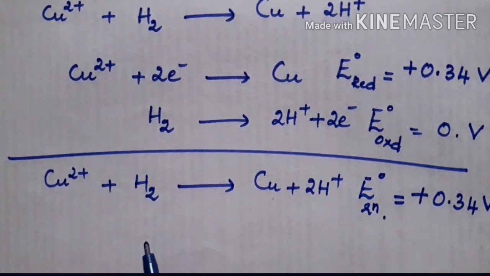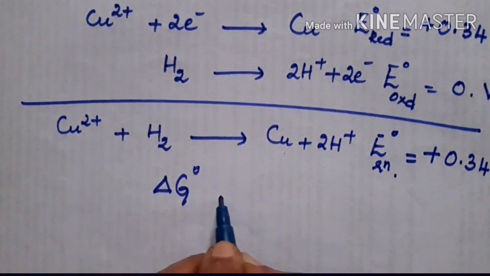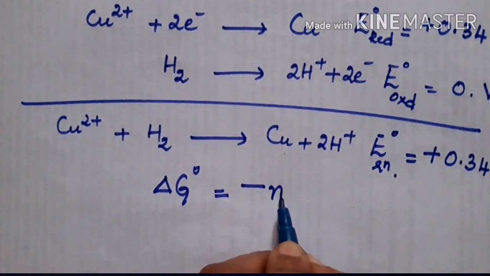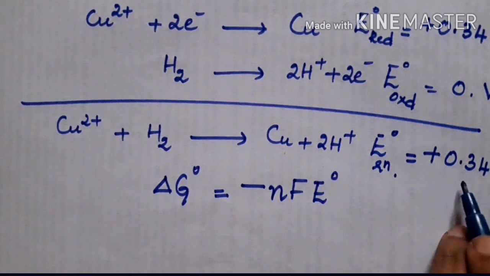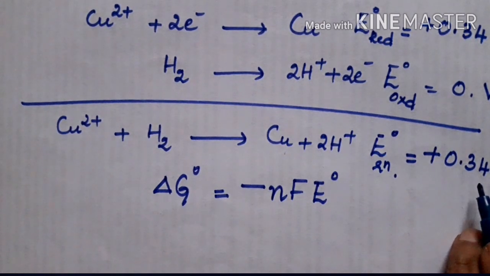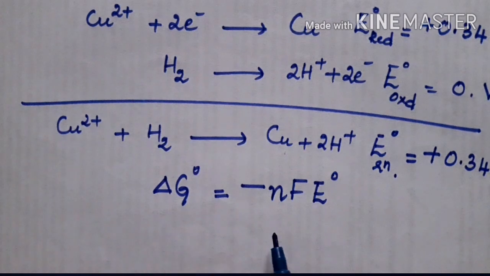As told earlier, delta G0 value is equal to negative nFE0. The E0 value we have got is positive 0.34 volt, and so delta G value will be negative. With the result, we find that the reaction becomes spontaneous in this case too. So, we are able to isolate copper from low grade ores using hydrometallurgy.